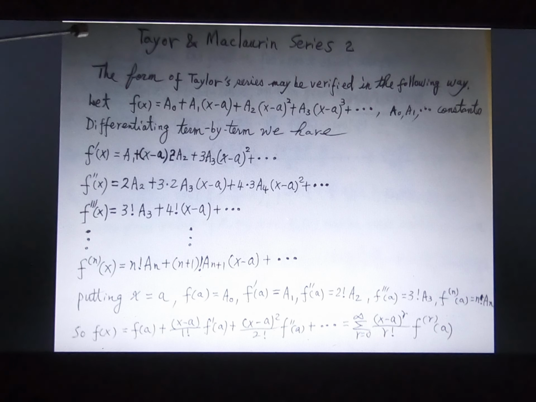And this is how you calculate the coefficient by differentiating and then put x to a and get the equation.